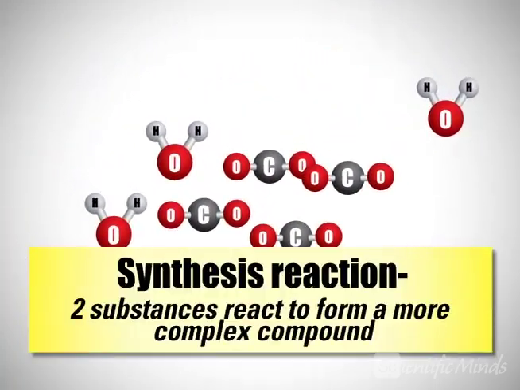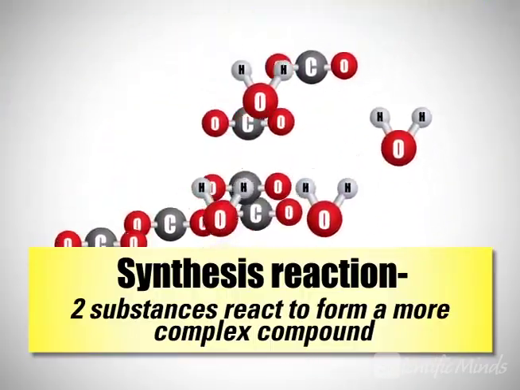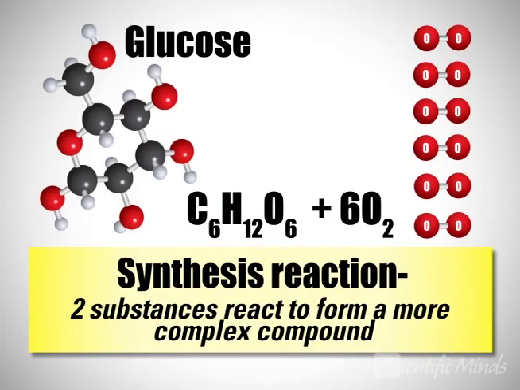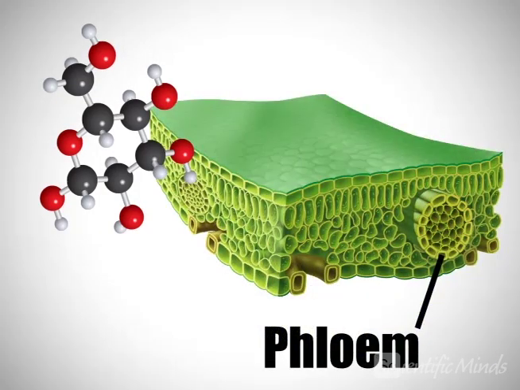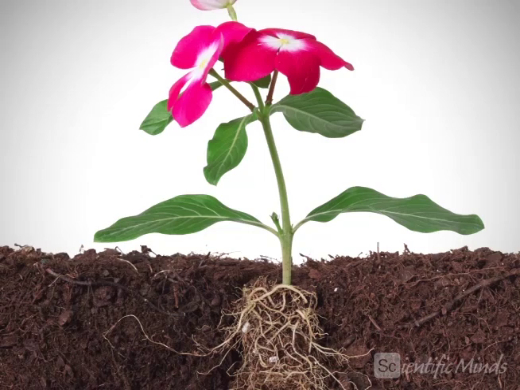Photosynthesis is a synthesis reaction because two substances, carbon dioxide and water, react to form glucose, a new, more complex compound, along with oxygen gas. The glucose that's produced is transferred by the phloem to other parts of the plant, such as the roots or stem, where it can be stored. The glucose is used for plant growth and also provides energy for the plant's life processes.